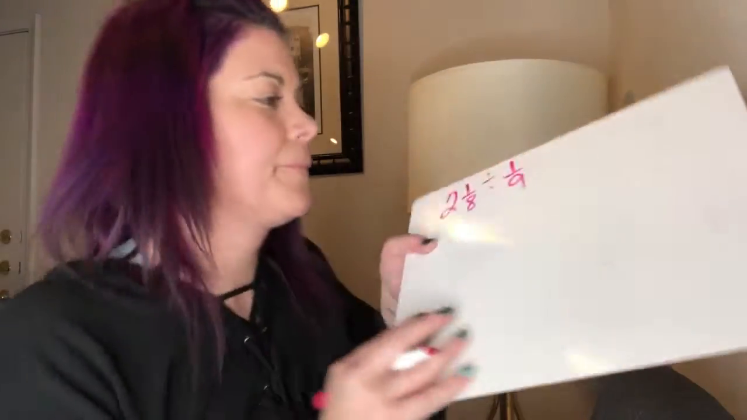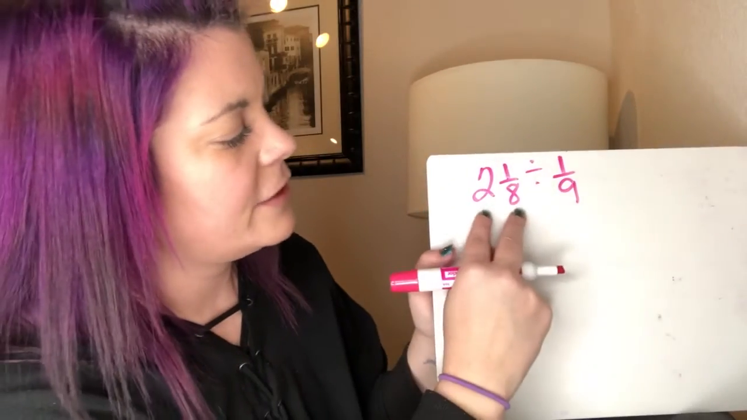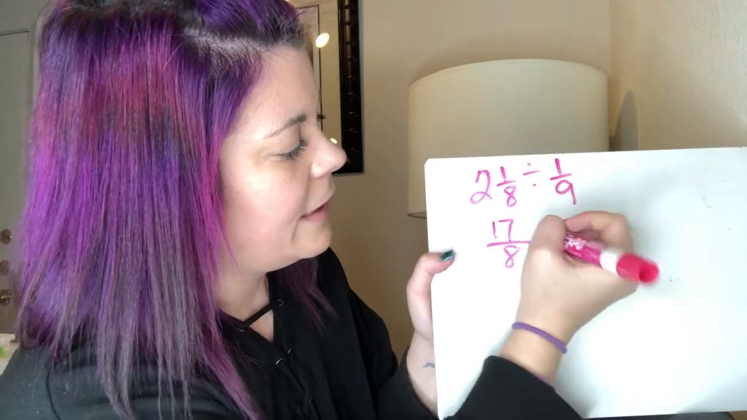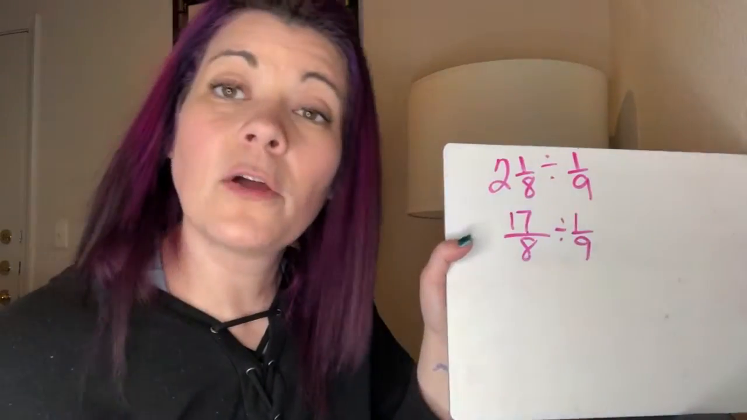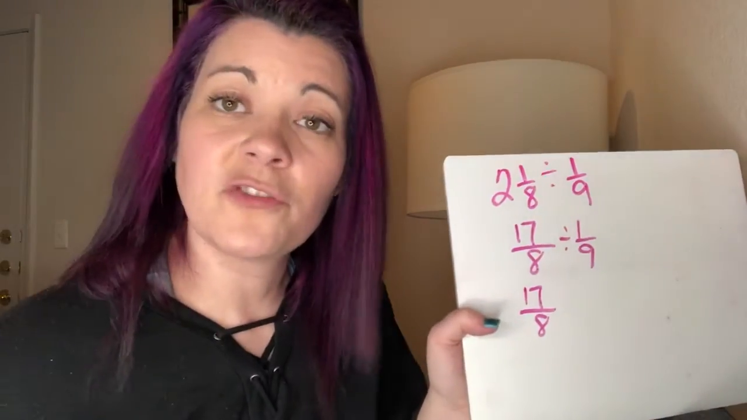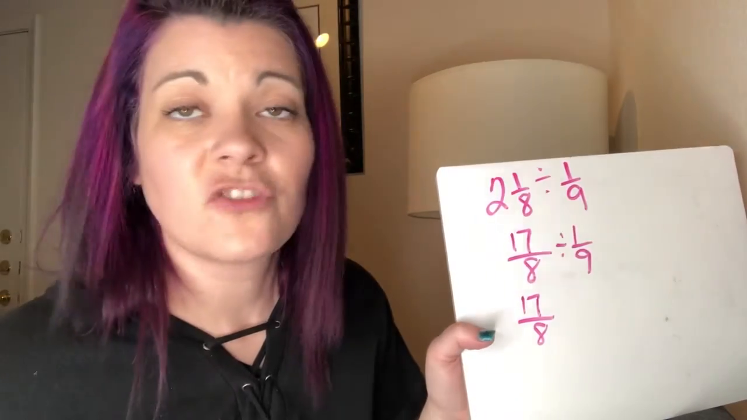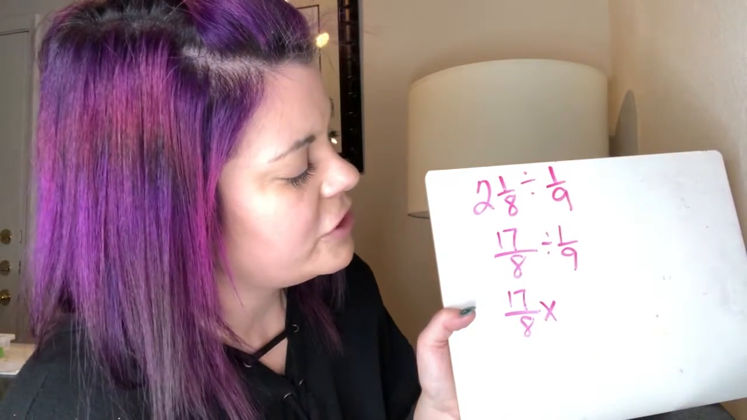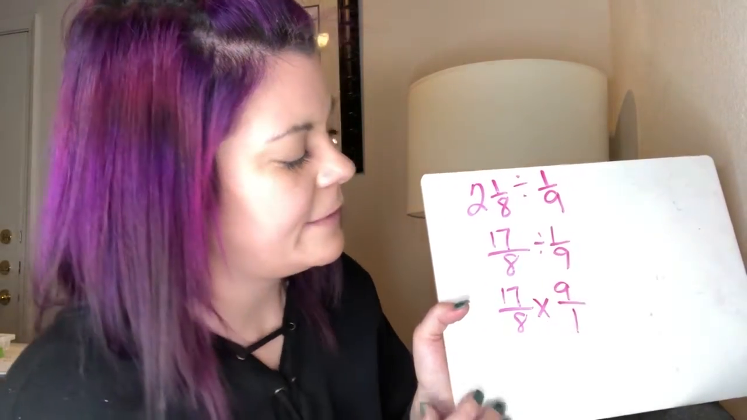Let's divide mixed fractions. Same step. You have to change all mixed fractions to improper. So you have 2 1/8 divided by 1/9. We're going to change this to improper. 2 times 8 is 16 plus 1 is 17. So 17/8 divided by 1/9, and then we follow our division rule. Keep, change, flip. And if you don't know why we keep, change, flip, again, watch the addition and the multiplication and division of fractions videos where I explain it. So keep, change division to multiplication, and flip that second fraction.